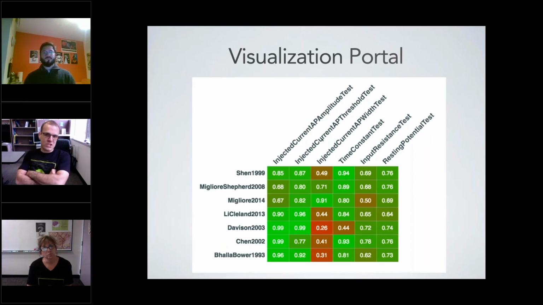And depending on which tests are important to you, you may choose one model over another. If you don't care, for example, about the dynamics within the action potential, then you might not care about a low score on something like a width test for an action potential. But that might be something that's really important to you. If it is, you might not want to use models that get low scores in those tests.